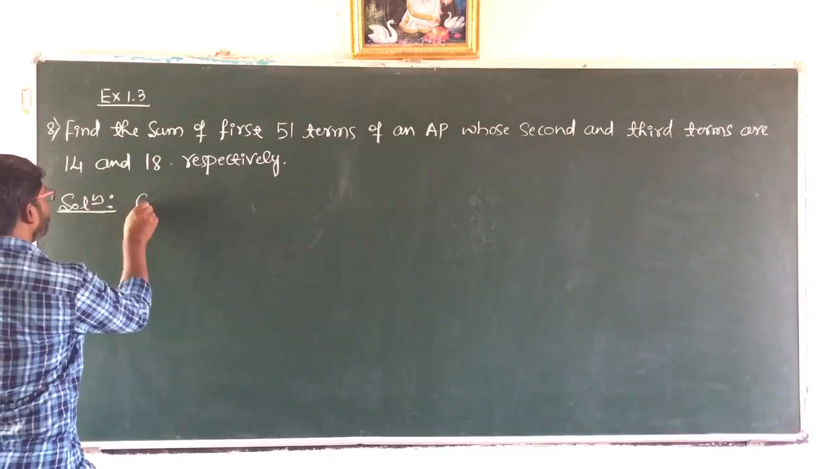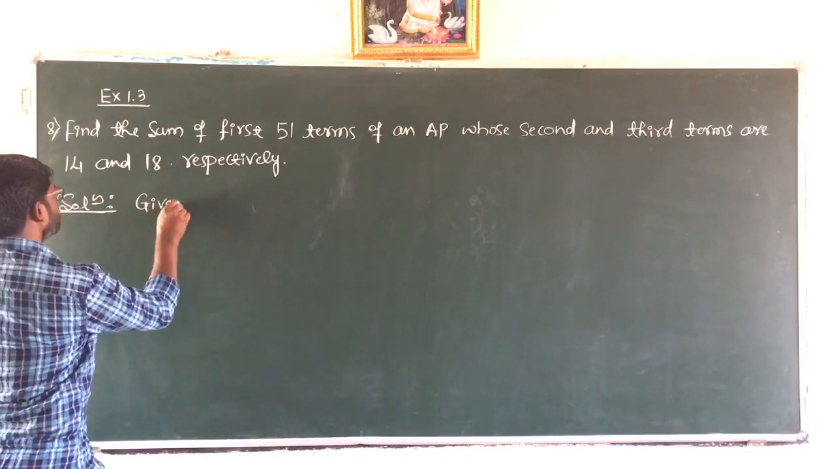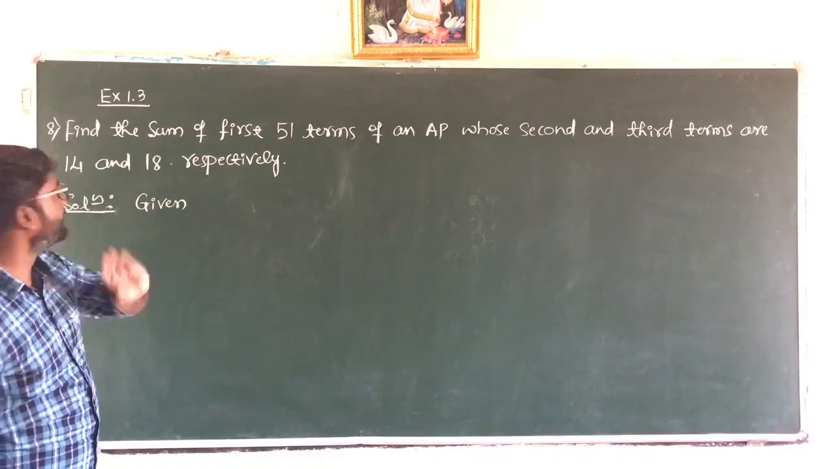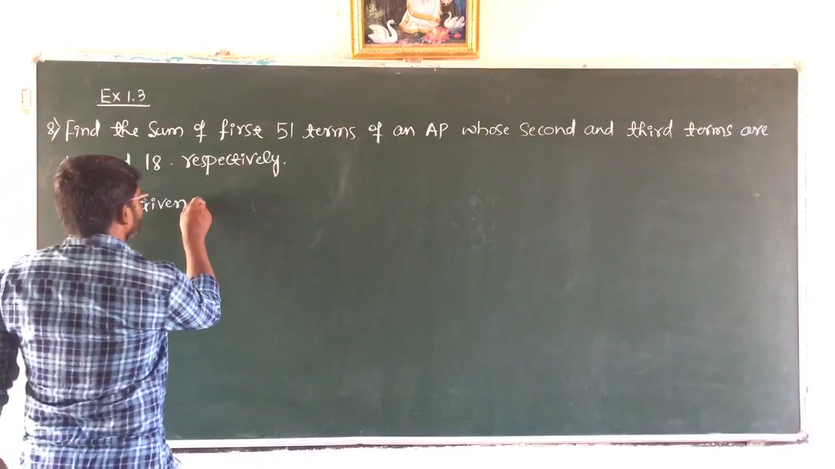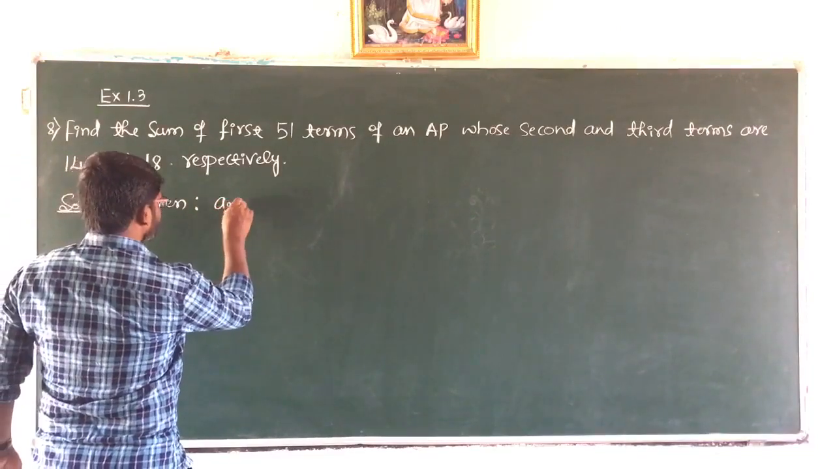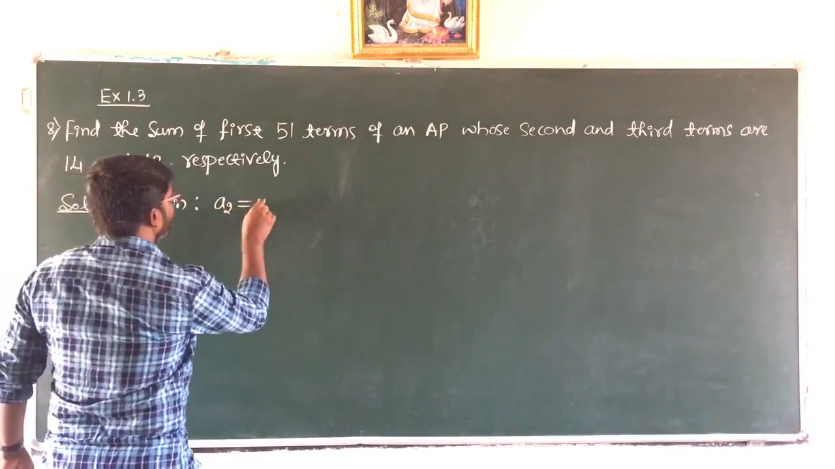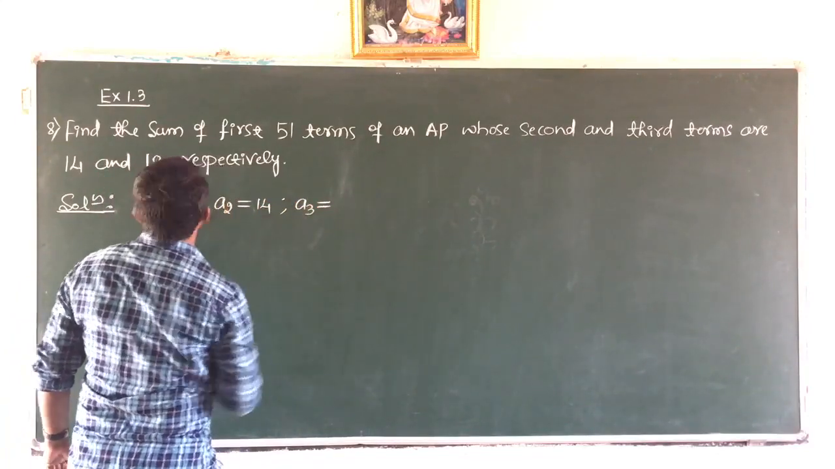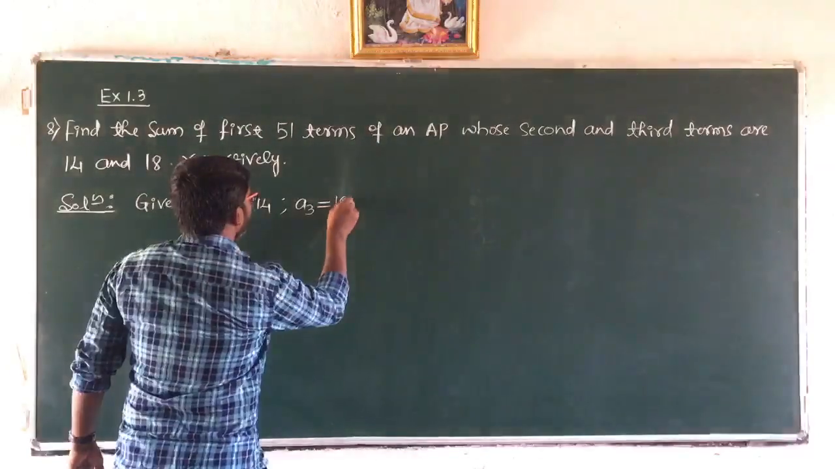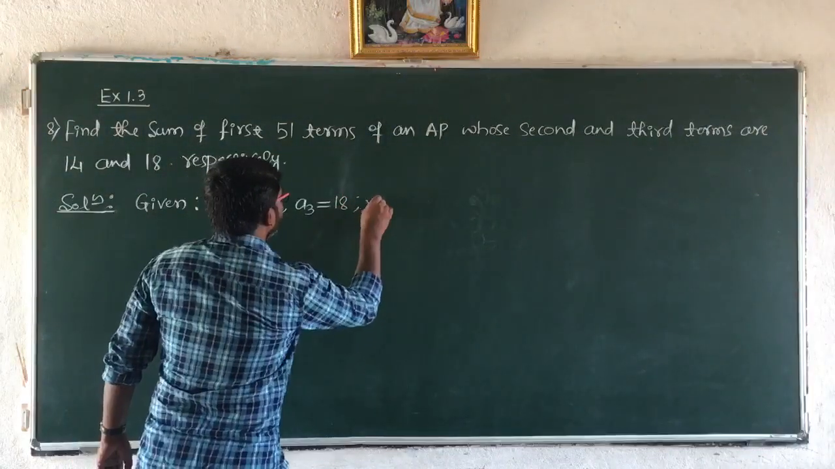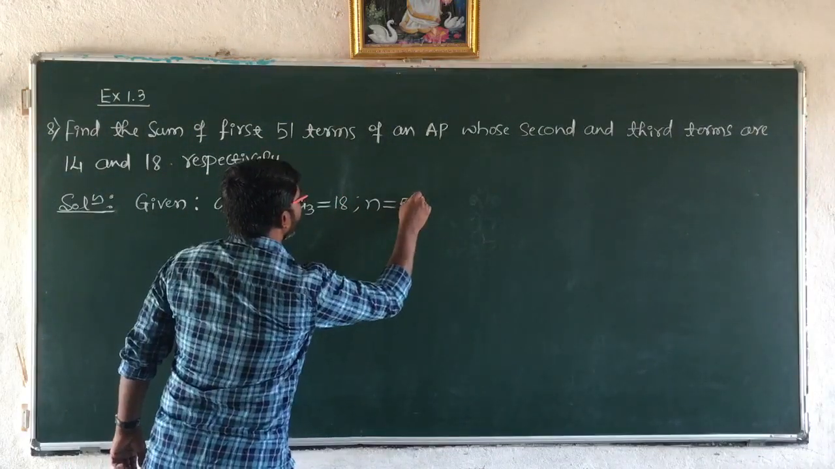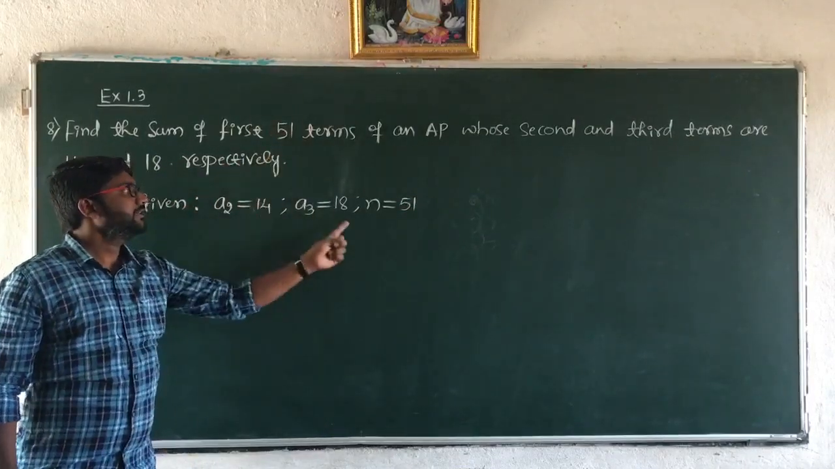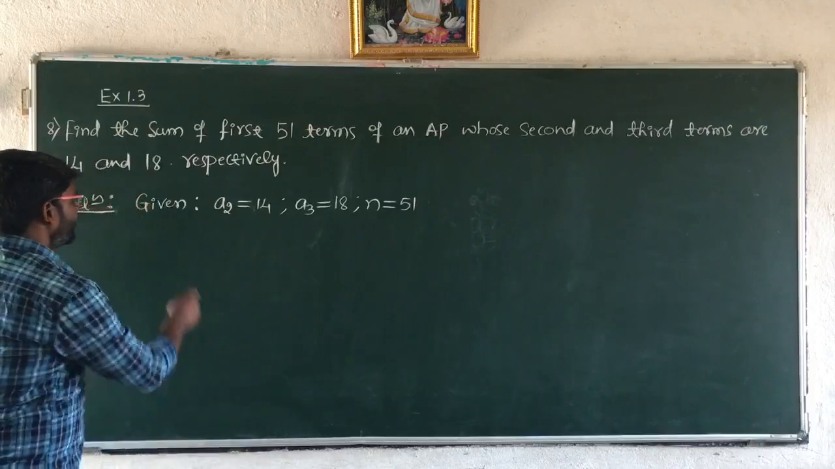So here given, second and third terms are 14 and 18. So second term means it is A2 which is equal to 14, and then A3 which is equal to 18, and then n value it is 51. Find the sum of first 51 terms. This indicates that it is n.